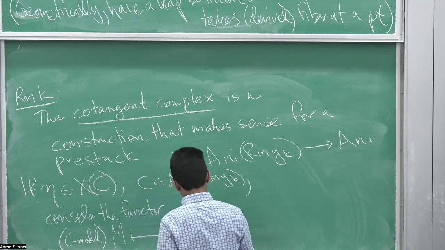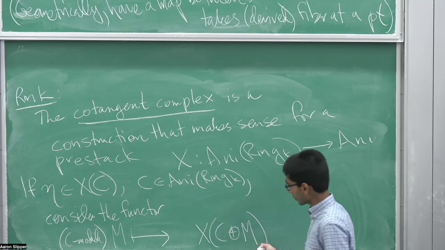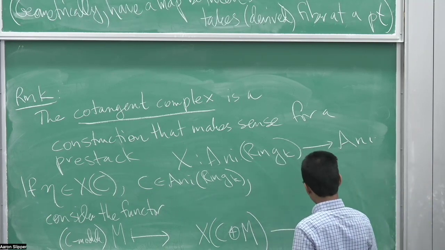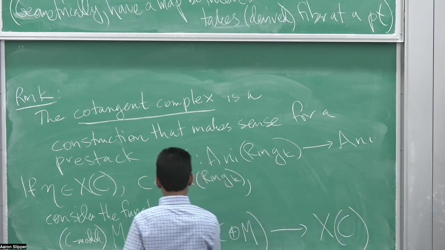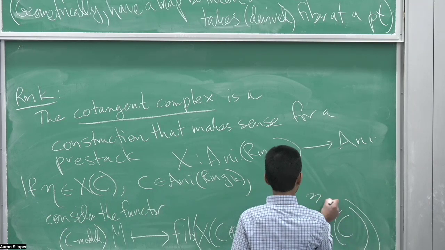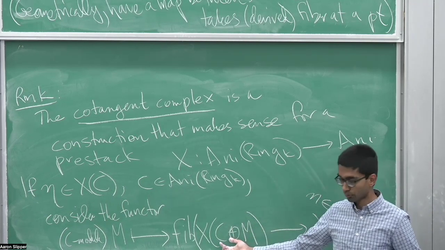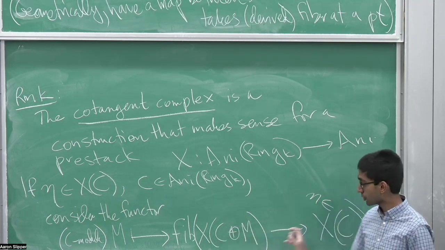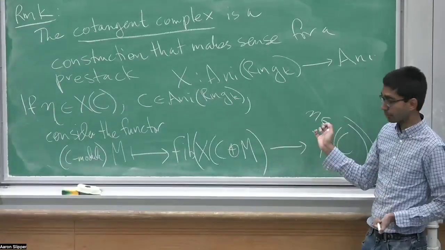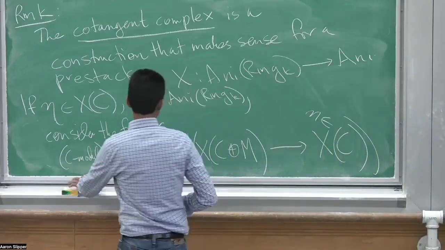to, well, I'm going to take, so if I have a C module M, I can form the square zero extension of C by M as an animated ring, and this maps to X of C. And I can form the fiber of this map for the distinguished point eta. So in X of C, I have a distinguished point eta, and I can ask how it deforms along square zero extensions. Namely, what is the fiber of this map of M?